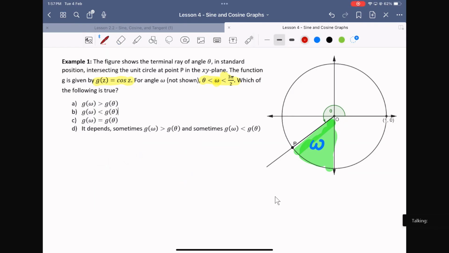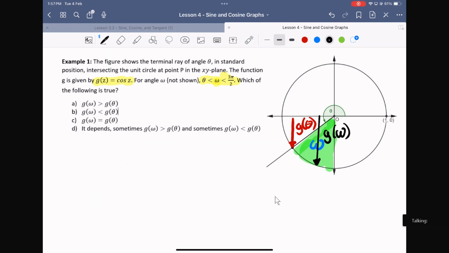So we have this vector here. This vector here is g of theta. This vector here is quite possibly g of omega. Which one is the bigger value? The red one or the black one? The red one is the bigger value. Why? Why is it the bigger value?